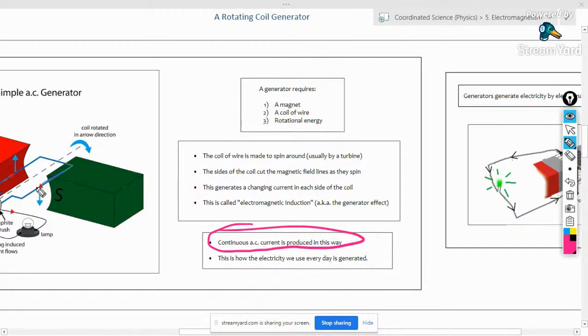And remember, it's alternating because when that side of the wire was on this side, the current in it was going this way. When it moved to the other side, the current was going in the opposite direction in it. That's why the current is continuously alternating. It's continuous AC current. And this is how all the electricity used in your home is produced, only on a much bigger scale than what we see there.